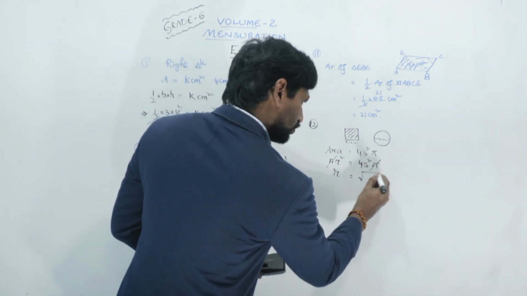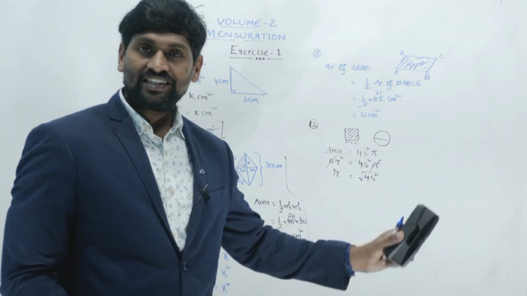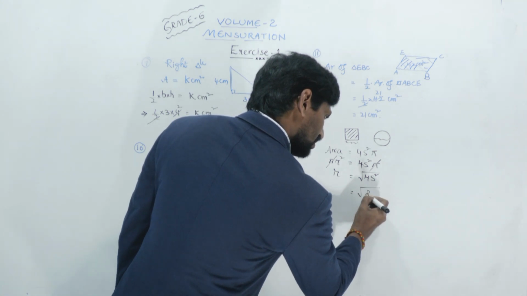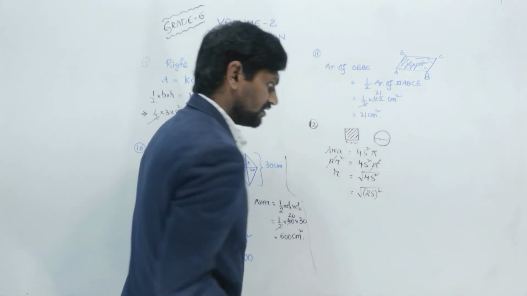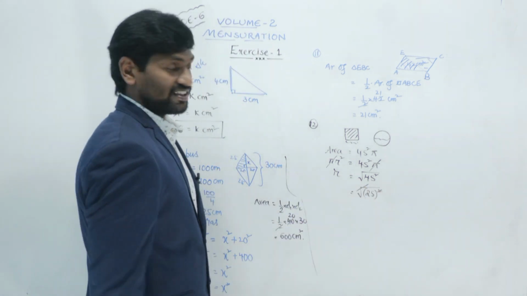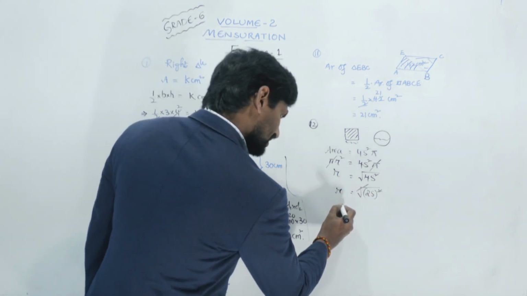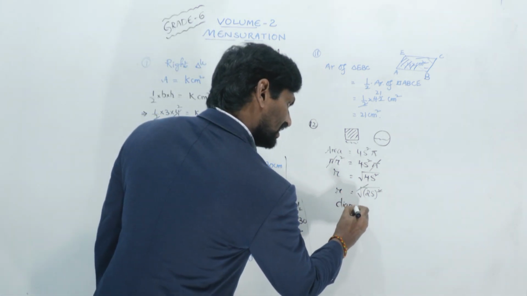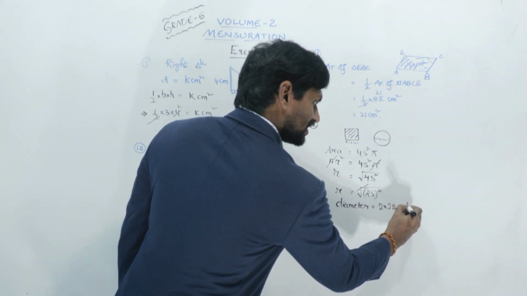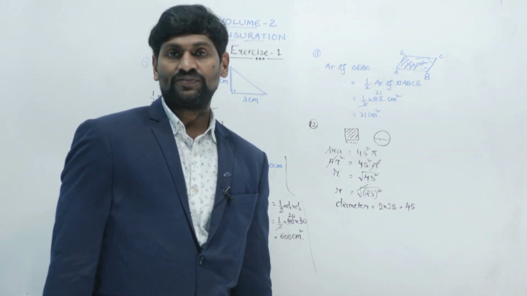R is equal to the square root of 4s square. 4 is a square number, s square is also a square number. We can write this as 2s whole square. The square root cancels. The radius of the circle is 2s. Therefore the diameter of the circle is 2 into radius. So 2 into 2s is 4s. So the diameter is 4s.